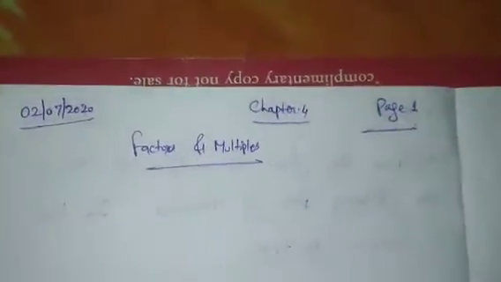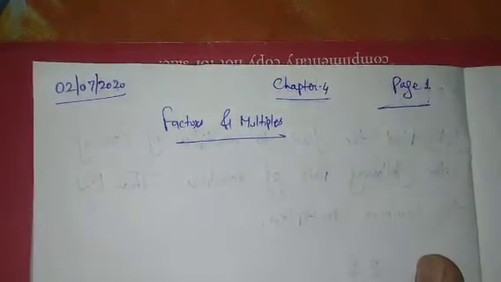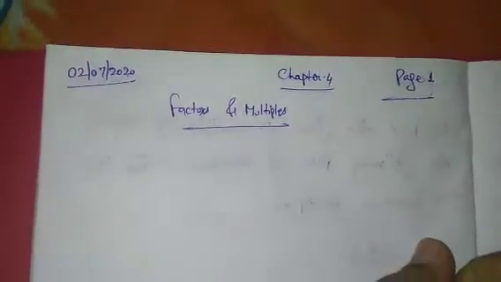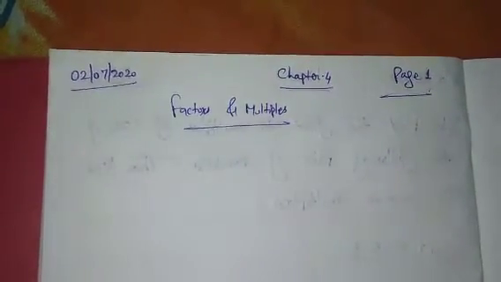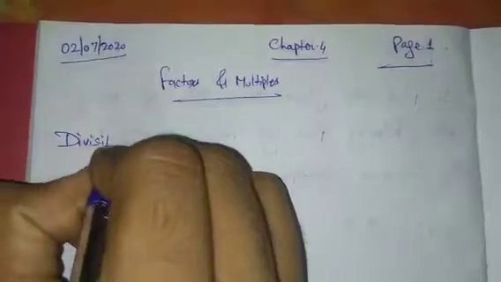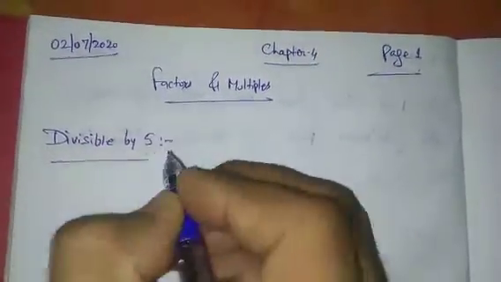Okay. Students, yesterday I taught you which numbers are divisible by 2, 3 and 4. So now we want to continue it. Which type of number will be divisible by 5? Now, the rule related to divisibility by 5.